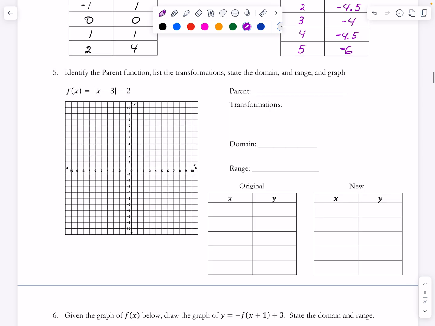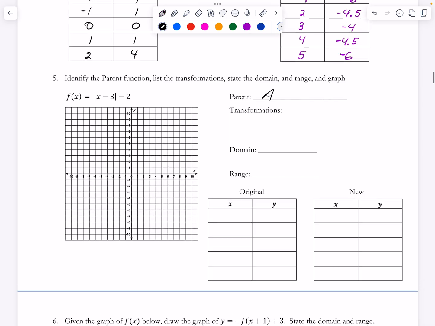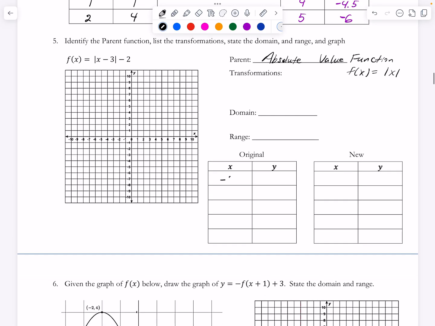All right, last one for this part. This is the absolute value function. Again, you could write f of x equals the absolute value of x. My original points are the same x values as my quadratic, but they're all positive for the y's. Transformations, this one's more basic. I only have 2 transformations, 3 to the right, and then 2 down. So changing my values, that's going to be +3 for the x's and -2 for the y's.